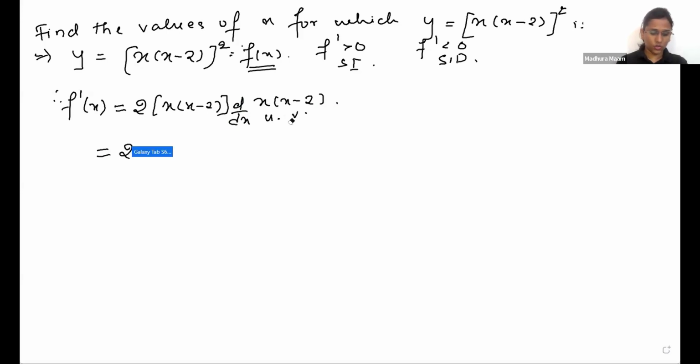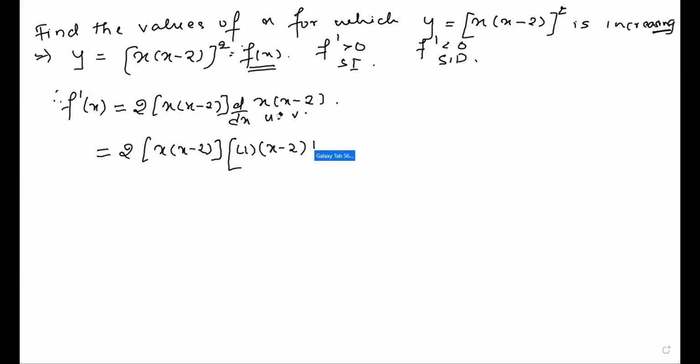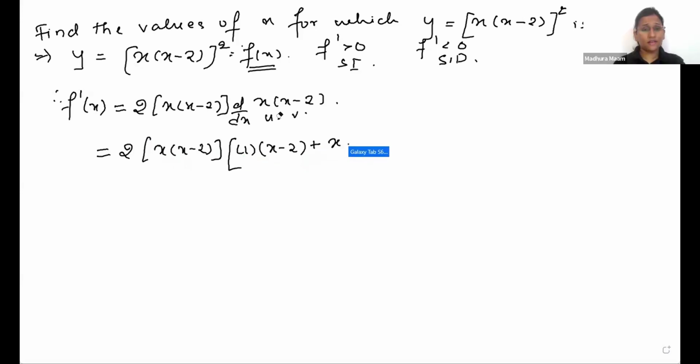So this is 2 into, and if I solve this, x minus 2 stays as it is. Now I will do it a little bit directly. What does the rule say? u dash, the derivative of x, is 1. Which term stays as it is? x minus 2. Plus x, u as it is, times v dash. v dash is 1, minus 0.